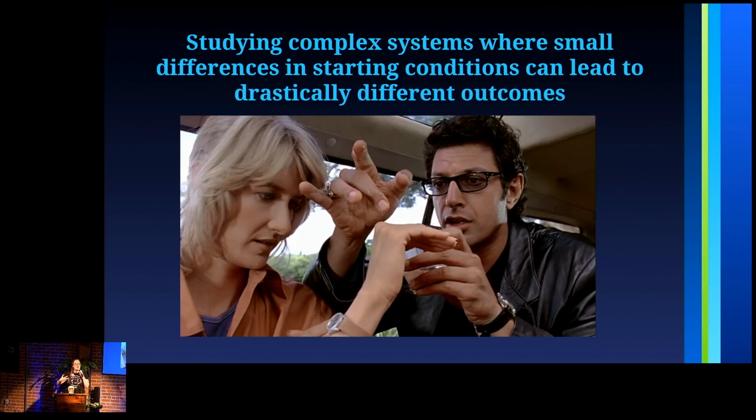So to put it super simply, chaos theory is the study of complex systems where small differences in starting conditions can lead to drastically different outcomes. These are deterministic. They're not random systems, but they are unpredictable in a way that makes them interesting to study, and chaotic in a more technical definition of the word.